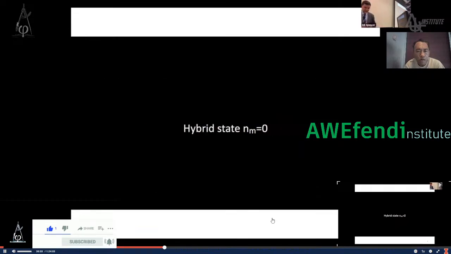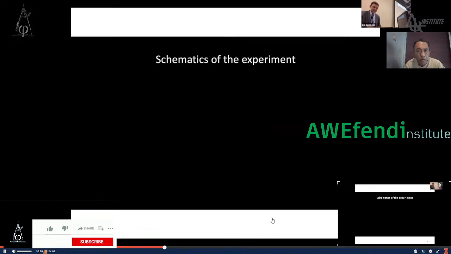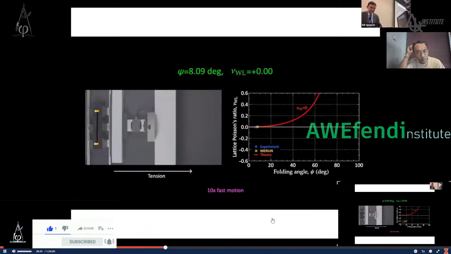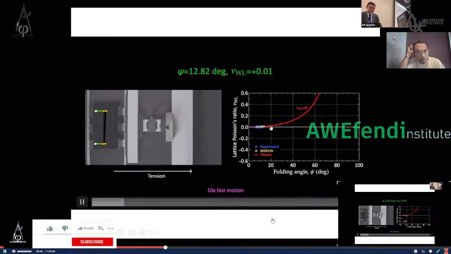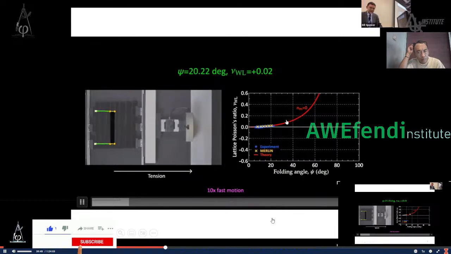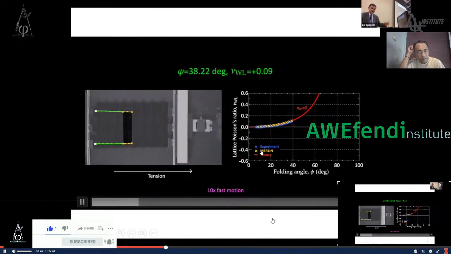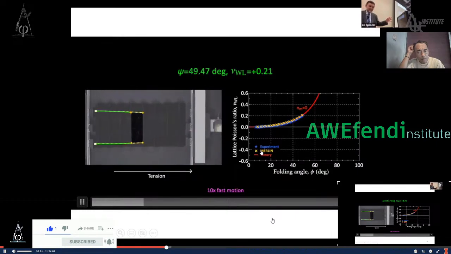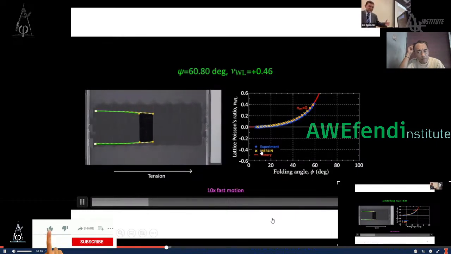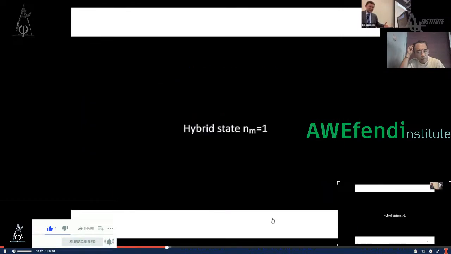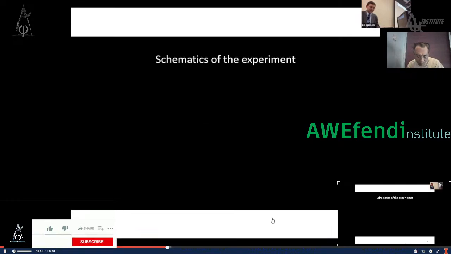And let's program the material, for example. Let's start with all the units in the egg box mode. So there is no Miura unit. And then you can see here, the red is the theory, and the blue are the experiments, and the yellow I am going to show you are the simulations we did with our Merlin software. And you can see that the behavior is quite nice, and as expected, we have a positive Poisson ratio there.